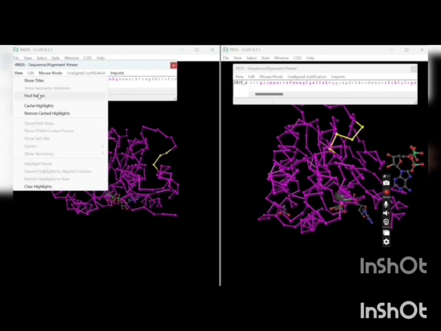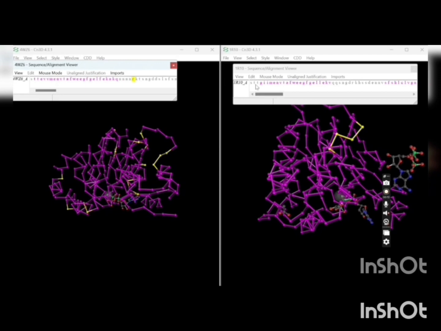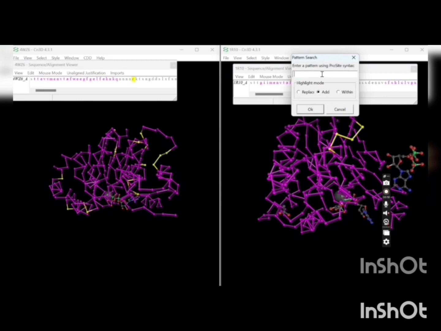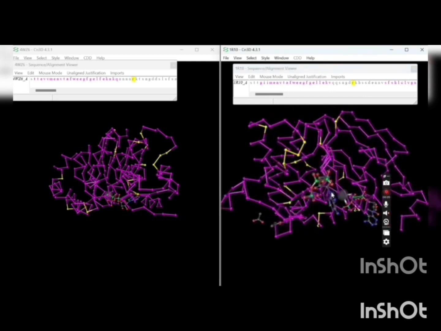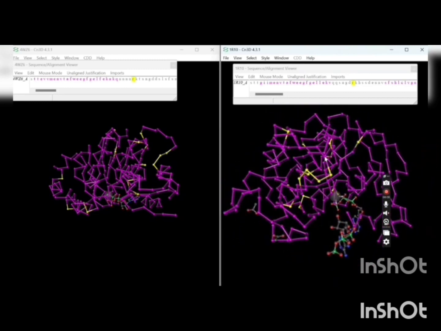Now we'll compare the position of the R group between the mutant CFTR protein on the right side of the slide and the normal CFTR protein on the left side of the slide, to check the R group positions between them. And you can see the R group positions are different between the normal and mutant protein.